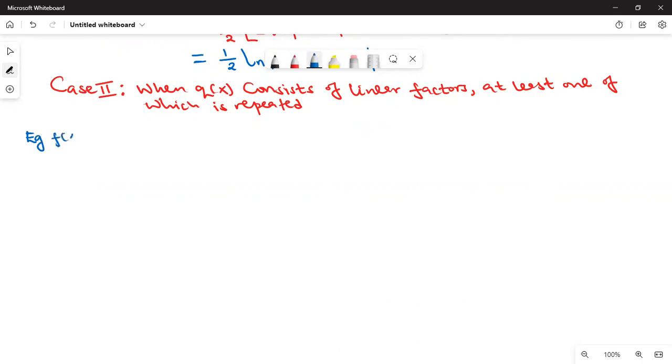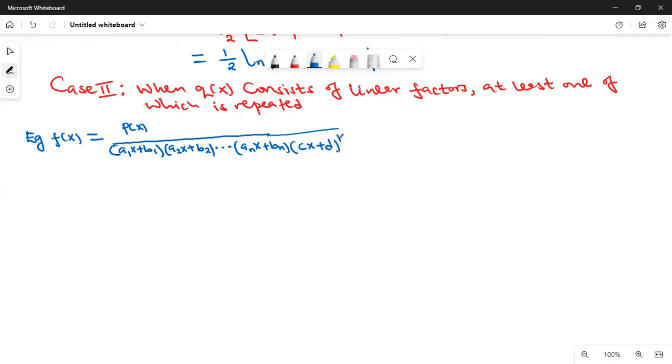If your f of x is equal to p of x, so that is the numerator, over q of x, which is now this kind of a product. The first one is a1 x plus b1, times a2 x plus b2, times so many of them, up to an x plus bn, and we still have another one that is repeated k times. We can talk of cx plus d. This is raised to k. You see the last factor, cx plus d, is repeated k times.